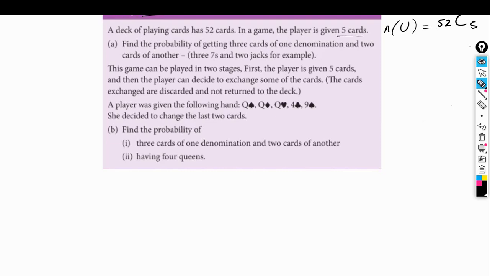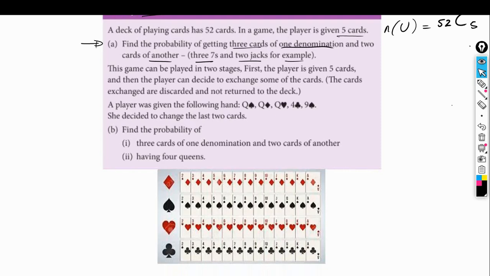It says for part A, find the probability of getting 3 cards of one denomination and 2 cards of another, like 3 sevens and 2 jacks, for example. So let's take a look at a deck of cards. You have 4 different suits: diamonds, spades, hearts, and clovers. And how many denominations are there? If we count them, 1, 2, 3, 4, 5, 6, 7, 8, 9, 10, 11, 12, and 13. So there are 13 denominations.